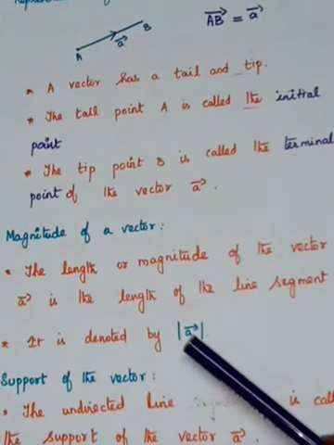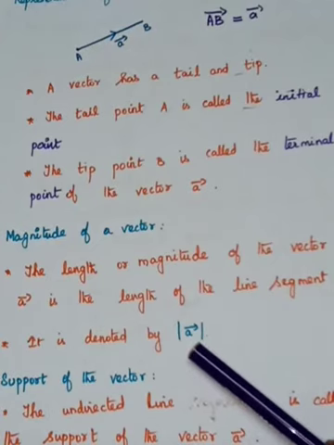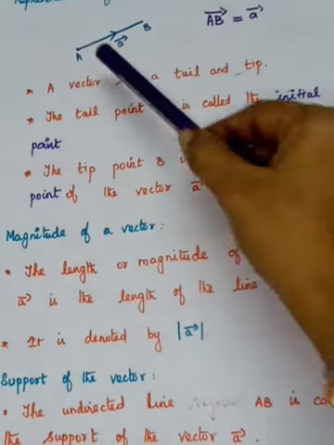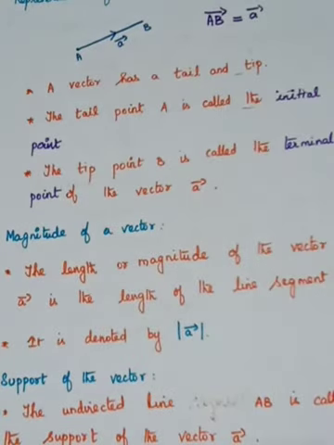Okay, so modulus of vector a is nothing but a number. That number represents the length of the line segment. That is, the length of the line segment is nothing but the magnitude of a vector. If a vector is written within the modulus, you have to write the answer in terms of a number. That number represents the length or magnitude of a vector.